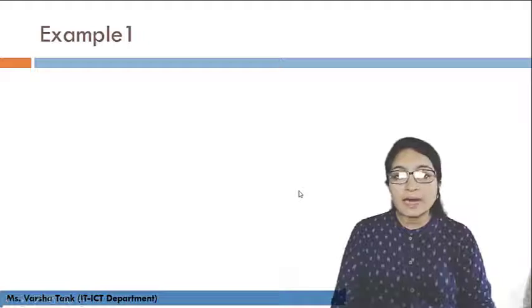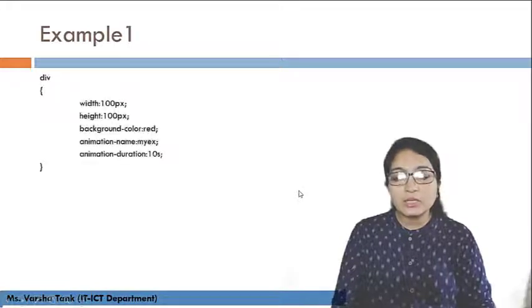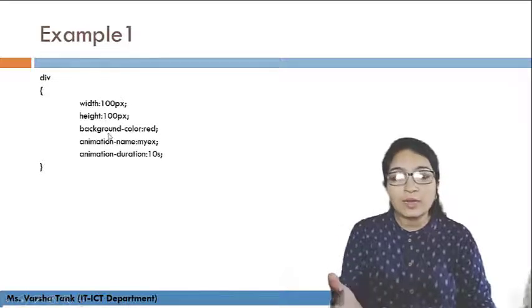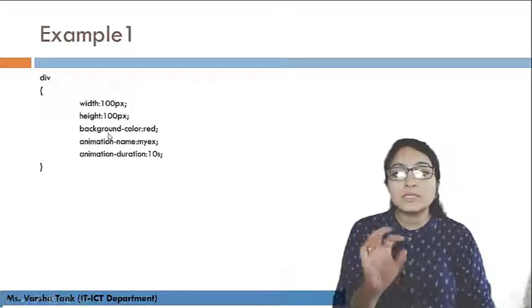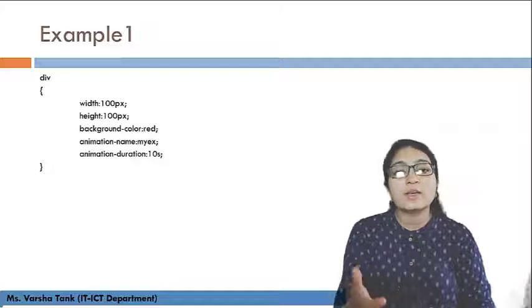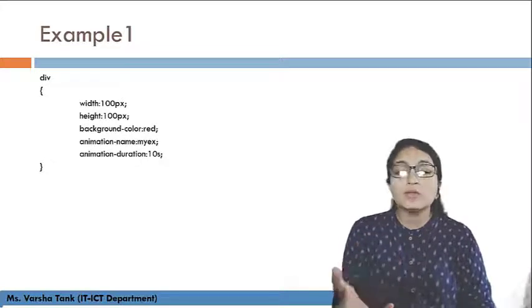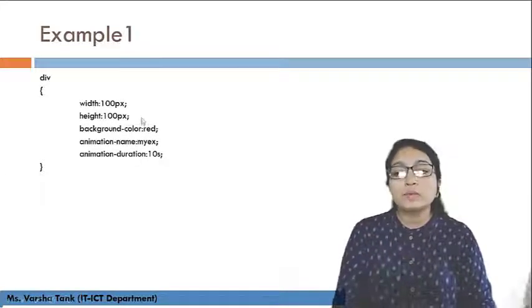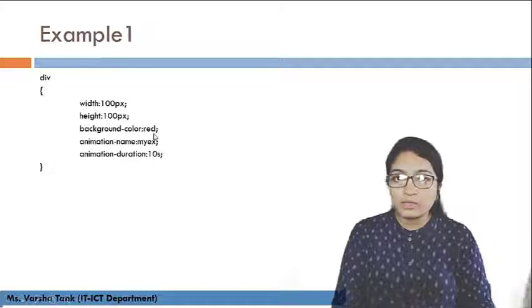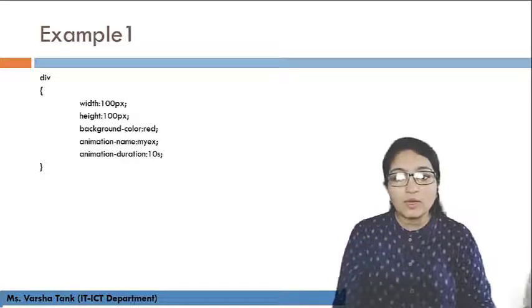Now let's see the example related to this animation. So here you can see we have specified the width and height of the div. Whenever you are using this animation, it is advisable that you use the div element, so you will have a better idea about this. So width is equal to 100 pixels, height is equal to 100 pixels. Okay, then background color red.